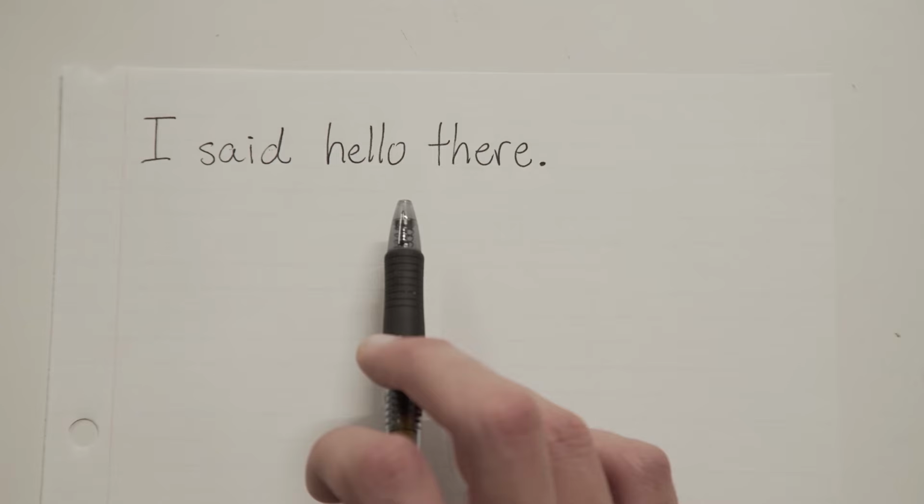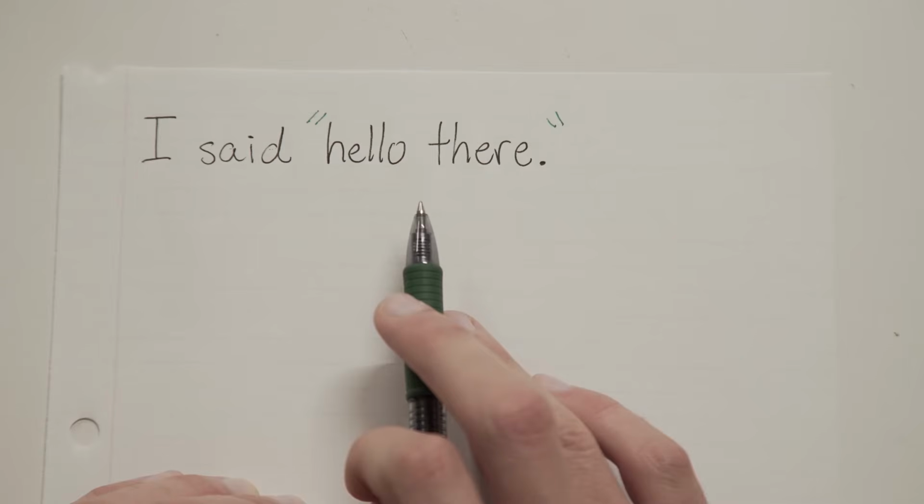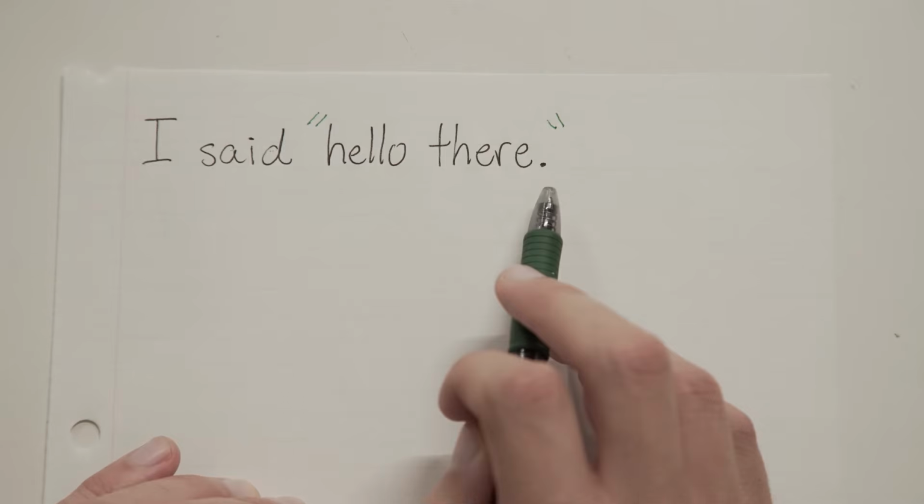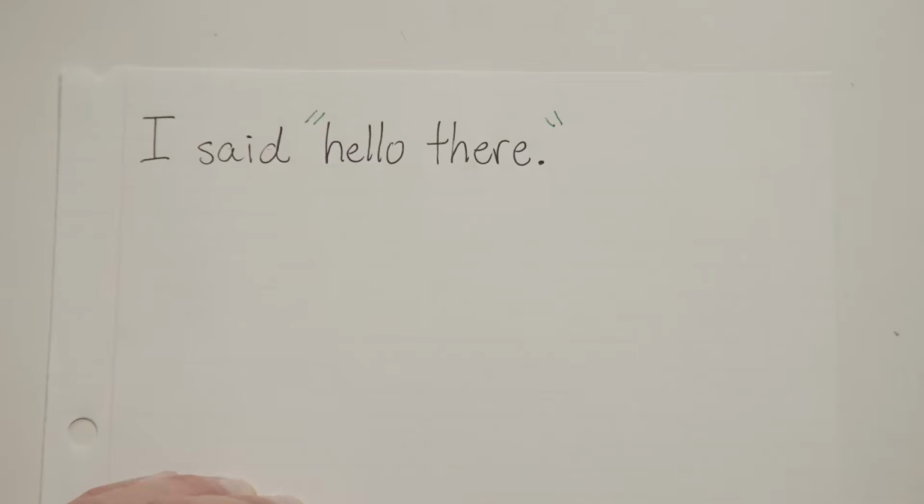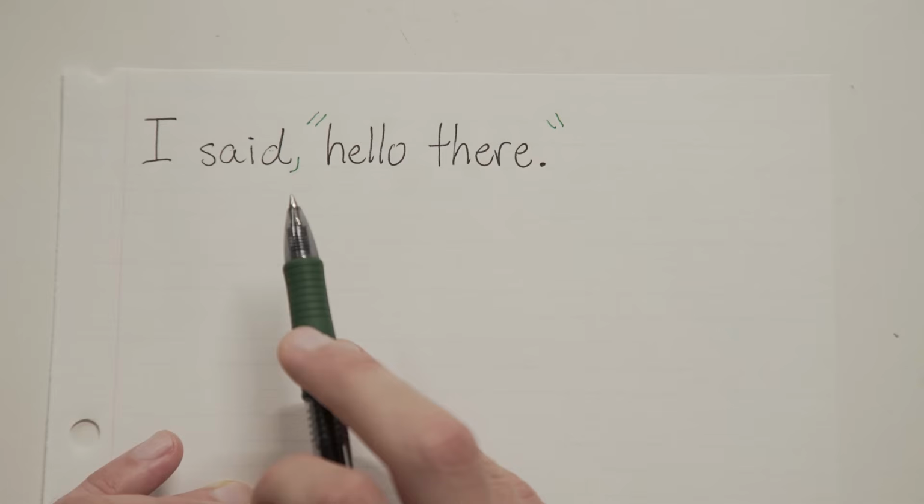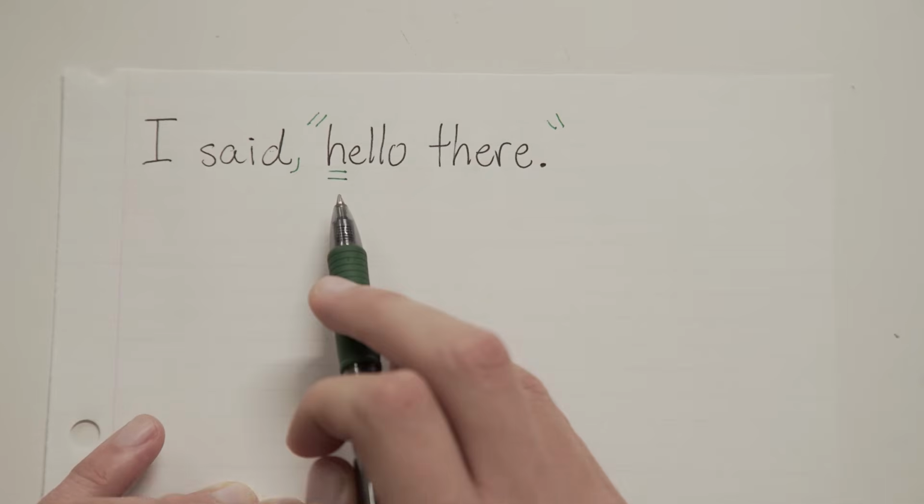Okay, so what do we do then? Well, since the words hello there are the ones actually being spoken, we put quotation marks around them. And notice how, at the end of the sentence, the quotation marks go on the outside of the period. Very important. Now, we have two more things to do. The first thing is that we need to separate the speaker tag from the stuff that's actually being said. And we do that with a comma. And the last thing we need to do is capitalize the first word of the spoken material. Why? Well, because that's the first word of this person's sentence.